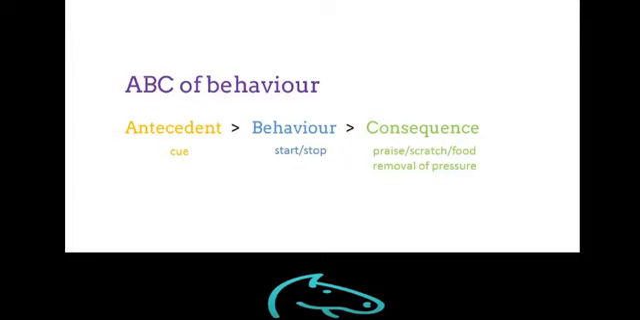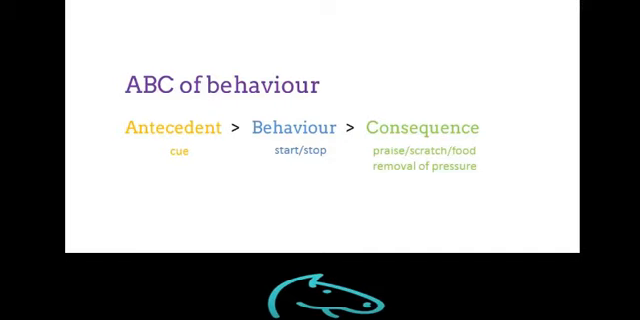Hi Anne-Marie, this is the second part of your module where we're going to actually look at you working on improving the stop-start. I'm just looking back over a little slide that I showed you at the beginning, and that's all about the ABC of behaviour. And that's to say the antecedent comes before the behaviour, comes before the consequence. So the antecedent is just a fancy science word to say cue.